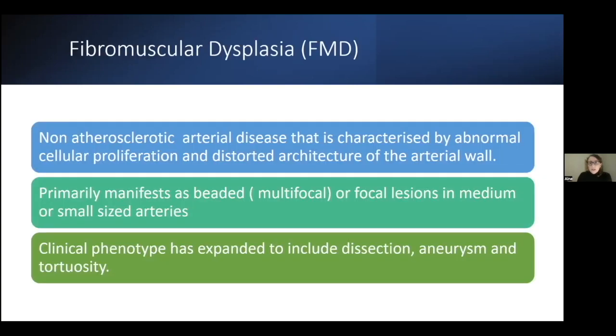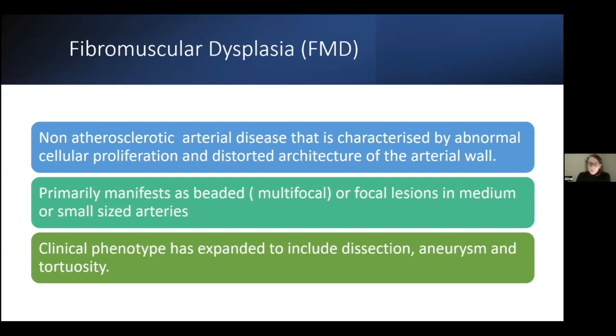So first of all, what is FMD? It's a non-atherosclerotic arterial disease that is characterized by abnormal cellular proliferation and distorted architecture of the arterial wall. So that's the medical definition of FMD, but it is an abnormality of the blood vessels that affects up to about 5% of the US population. These changes cause narrowing and weakness in the vessel walls that can predispose to blockages of the arteries, tears that we refer to as dissections, or the vessels to bulge out or balloon out in manifestations that we call aneurysms.